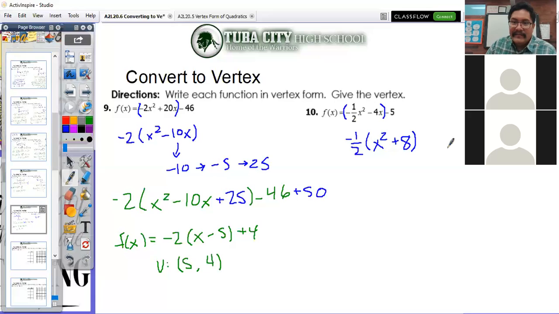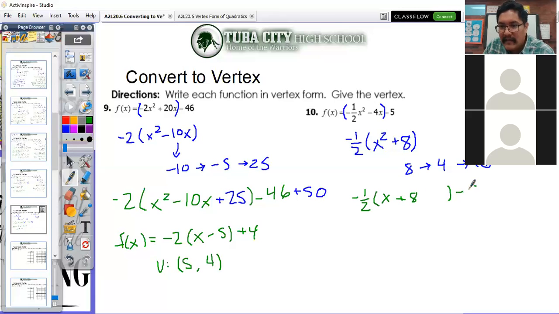So now let's go ahead and take our 8, which is our b value. So take it, half it, square it. So I got 16. So let's go ahead and put 16 into our formula. Now, when you have a fraction in vertex form, remember that's going to be a vertical compression. So this graph is going to be a little bit wider than a normal graph. And I'm going to leave some space here, and it's got a -5 on the outside.